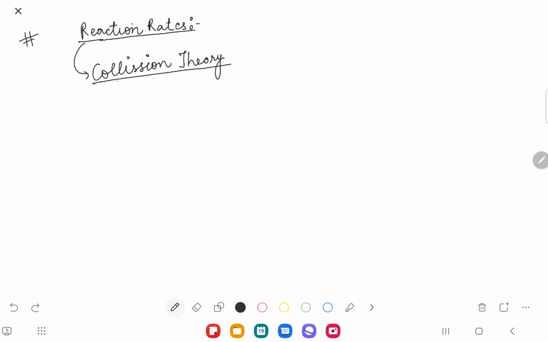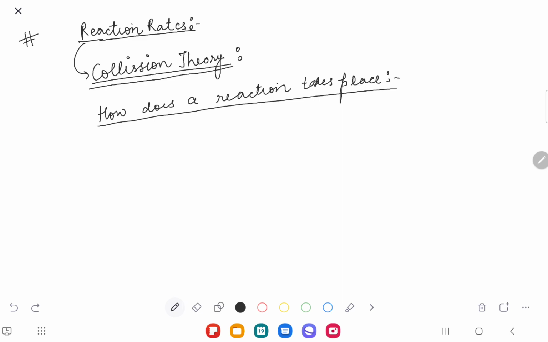Okay. Now, what is collision theory? Understand. Collision theory basically means how does a reaction take place. First of all, how does a reaction take place? So basically, the point is, what is responsible for the reaction to take place?